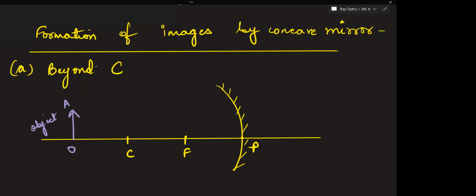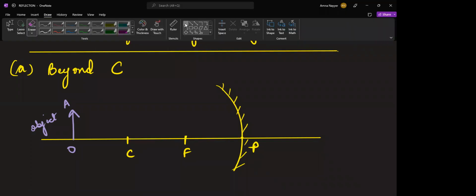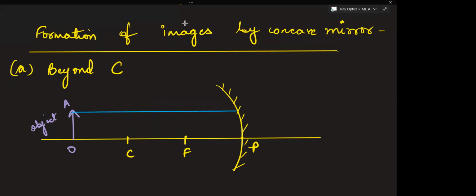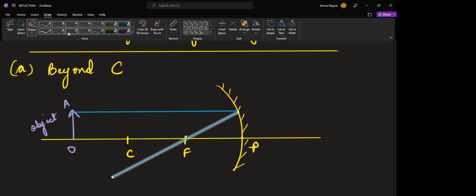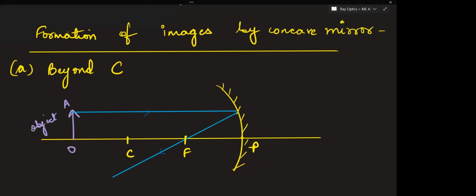From the object, firstly, the rays will be parallel. If you have a scale, please try to draw it with a scale. Otherwise, your ray diagrams will not become proper. In your exam also, please do not draw it freehand. So if it's parallel, it will definitely pass through the focus. First rule, satisfied? Light rays moving parallel to the principal axis will pass through the focus.